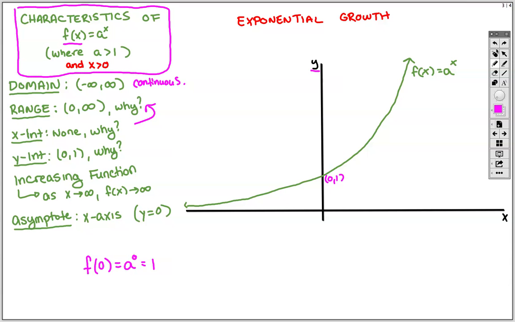It'll get infinitely close. So if we keep going more and more over here, this guy is going to get closer and closer to the x-axis, but it's never going to hit it. It can get infinitely close to it, but never hit it. As x goes to negative infinity here, f of x goes closer and closer to 0.